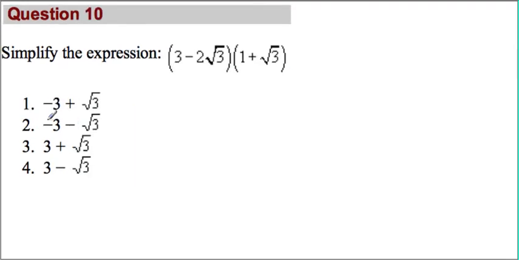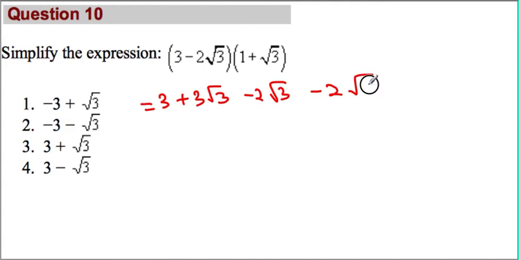Number 10. Same way as before. Let's multiply them. 3 times 1 becomes 3. 3 times radical 3 becomes plus 3 radical 3. When you multiply the inner, then we get negative 2 radical 3 because anything multiplied by 1 becomes itself. The last one becomes negative 2 square root of 9.